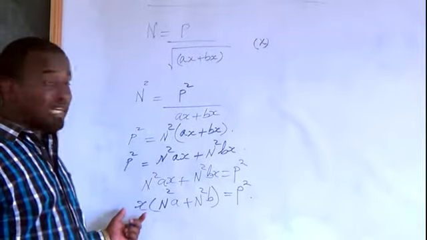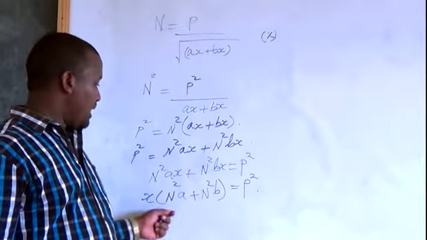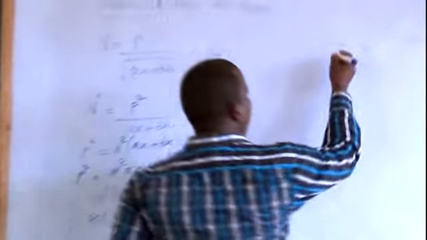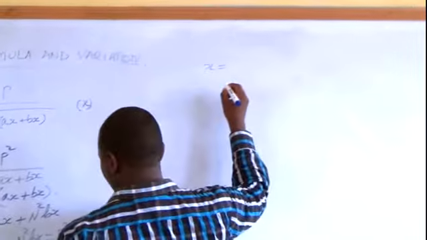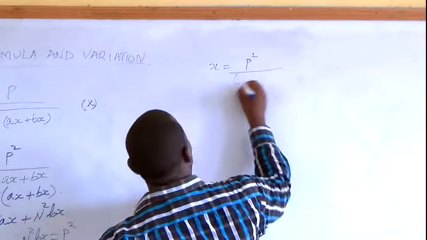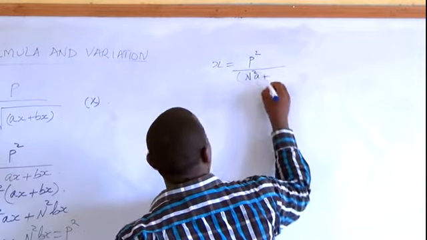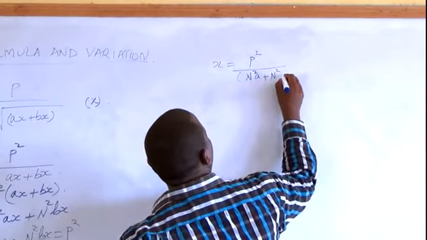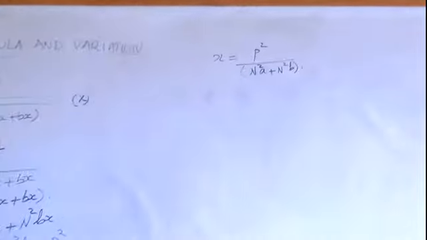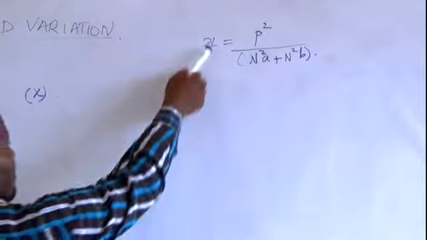So in this case, because the two expressions are containing x, let's factorize x outside the bracket. So we will have x outside, and inside the bracket we remain with n squared a plus n squared b, and this will give us is equal to p squared. So since we want to remain with x on the left hand side, we divide both sides of the equation by this expression in bracket. So we will have our x being equal to p squared divided by the expression in the bracket, which is n squared a plus n squared b. And this is how the equation will appear, because we have made x the subject of the formula.